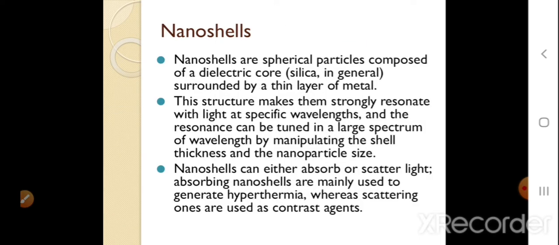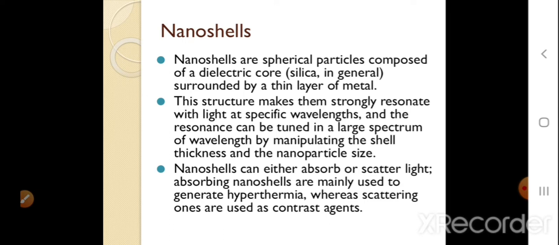Now let's have an insight into each of these components a bit. Nanoshells. Nanoshells are spherical particles composed of a dielectric core, which is usually silica, surrounded by a thin layer of metal. This structure makes them strongly resonate with light at specific wavelengths, and the resonance can be tuned over a large spectrum of wavelengths by manipulating the shell thickness and the nanoparticle size. So they can either absorb or scatter light.